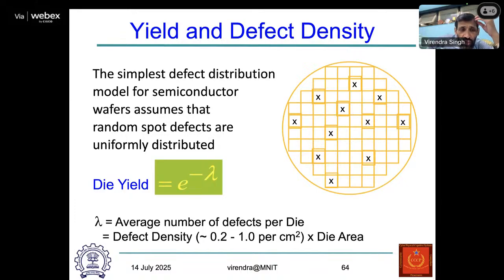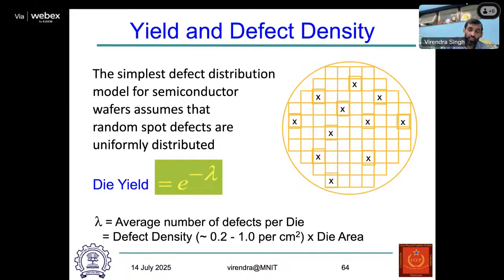So the average number of defects would be defect density multiplied by the die area. If there is one defect per square centimeter and my die area is 100 square centimeters, there would be 100 defects that we may get. If there are 0.2 defects per square centimeter and 100 square centimeters of die area, you will get only 20 defects, and other dies would be good.